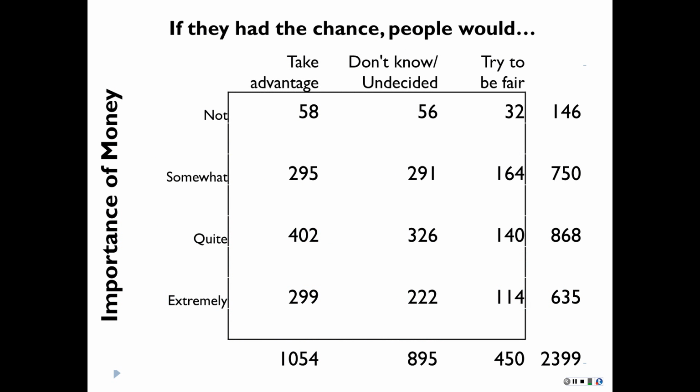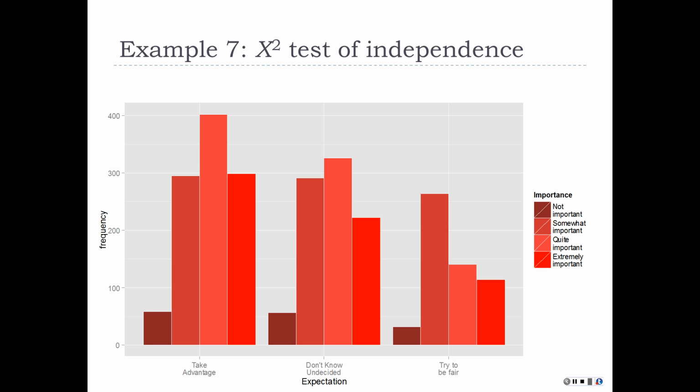So here's the expectation of fairness. If they had the chance, other people would. They had three choices. Do you believe other people would take advantage of you? You don't know, or you're undecided, or they would try to be fair. And then the subjective importance of money to you: not important, somewhat important, quite important, extremely important. So these are categorical variables, and these are the numbers. There's the marginal totals that you got going on there. It's a big survey, and so there's 2,400 students who answered this. I believe it's high school students.